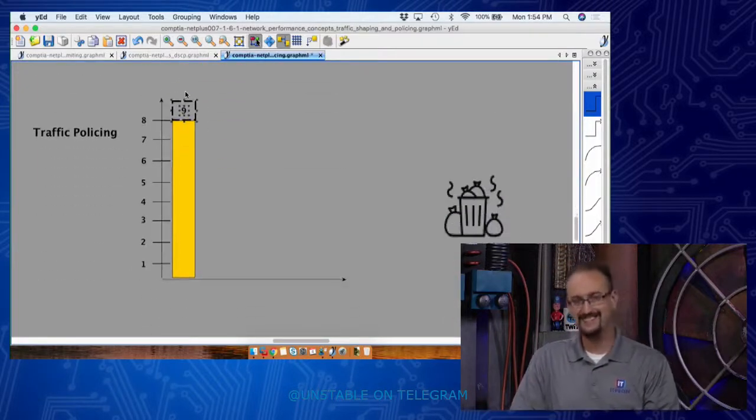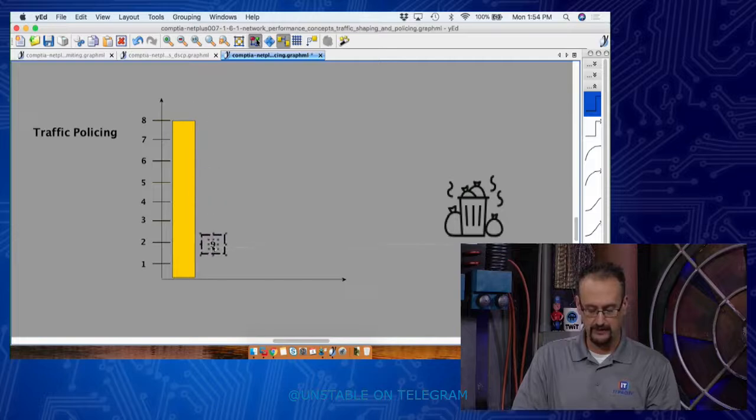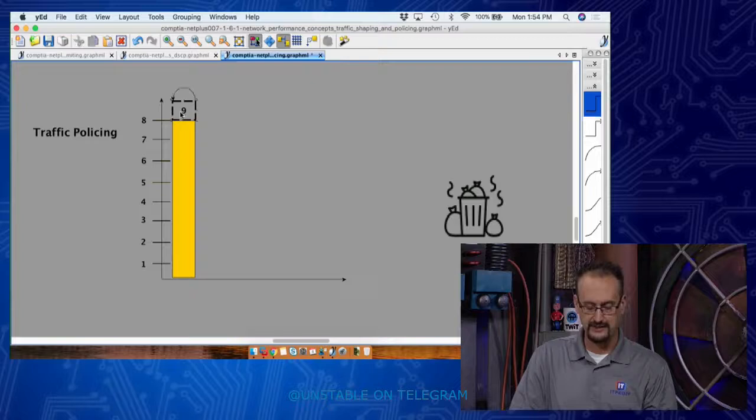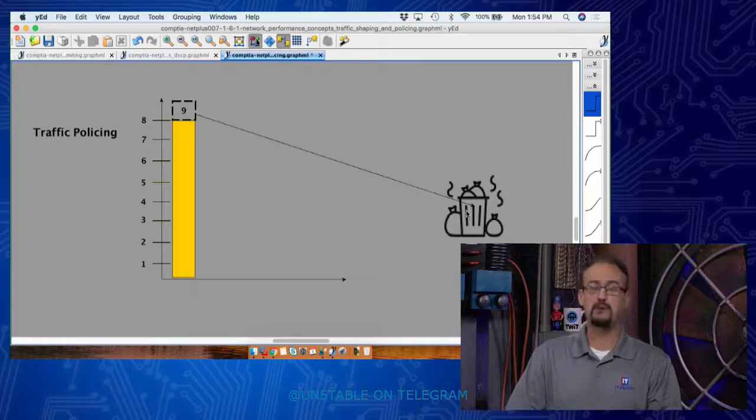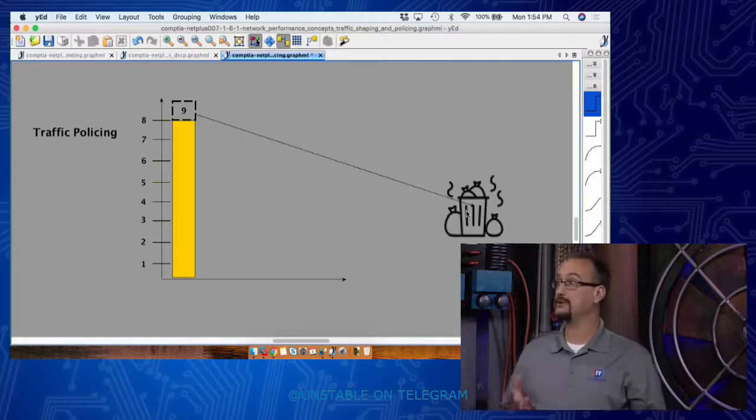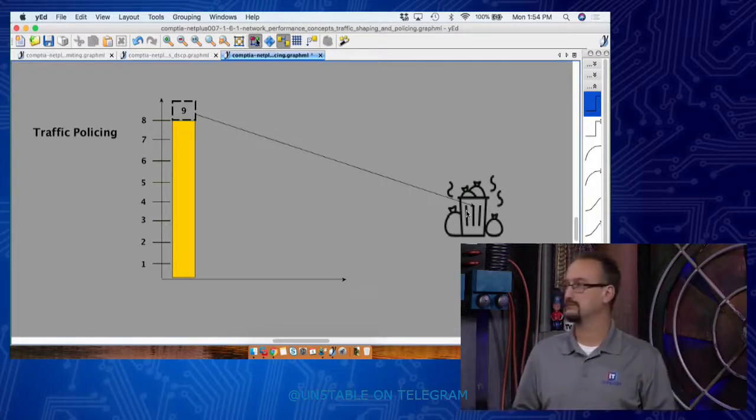Policing does it a little bit differently. Instead of doing a buffer, like we just did with shaping, it doesn't do a buffer. In fact, it's called policing because what it does is it takes that 9th bit and essentially sends it directly to the garbage. All right? Electrical limbo. So with policing, any extra information is thrown out.